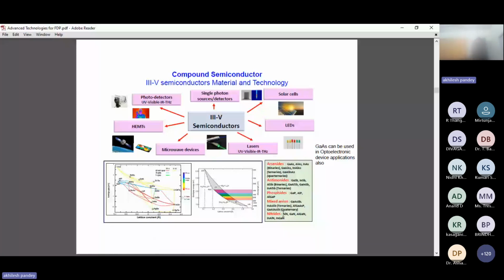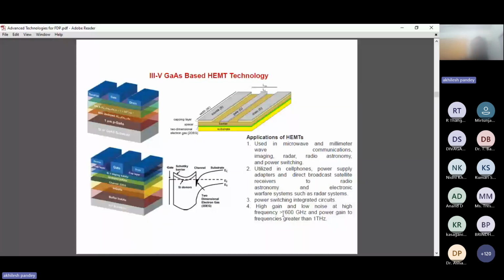Now, if we go for the III-V gallium arsenide based HEMT technology, this is just a type of MOSFET in which indium gallium arsenide is a barrier layer, and in this case delta doping has to be done. By applying the bias, the carriers come onto the well.